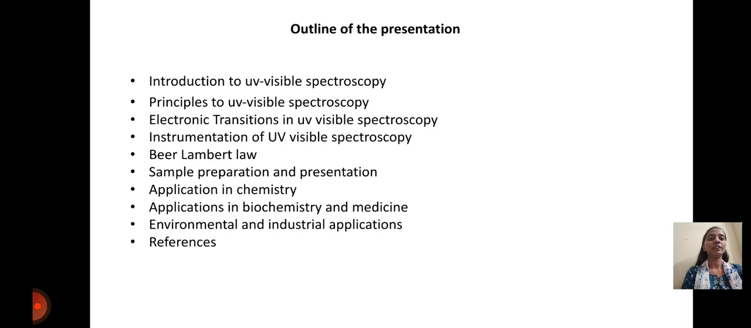Here is the outline of the presentation. Here are: introduction to UV visible spectroscopy, principles of UV visible spectroscopy, electronic transitions in UV visible spectroscopy, instrumentation of UV visible spectroscopy, Beer-Lambert law, sample preparation and presentation, applications in chemistry, applications in biochemistry and medicine, environmental and industrial applications, and coming to the references.